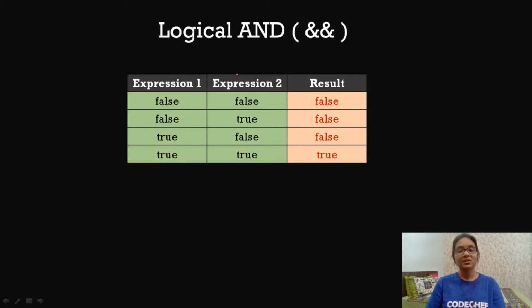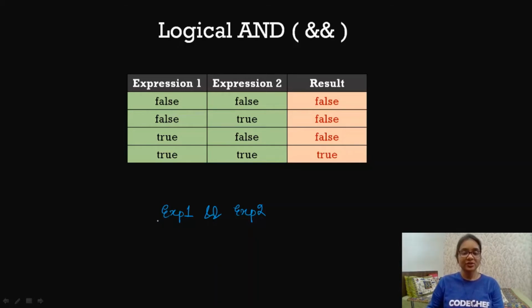Otherwise, the answer will remain false. Now, we will try to understand this with the help of two expressions. There is expression 1 and there is expression 2. And both these expressions are combined with the help of logical AND. When they are combined with the help of logical AND, we will try to check all the possible combinations of true and false values that these expressions can have.